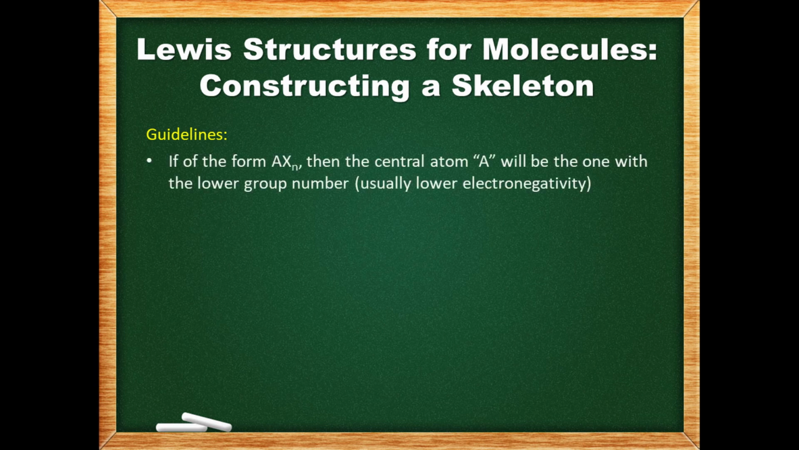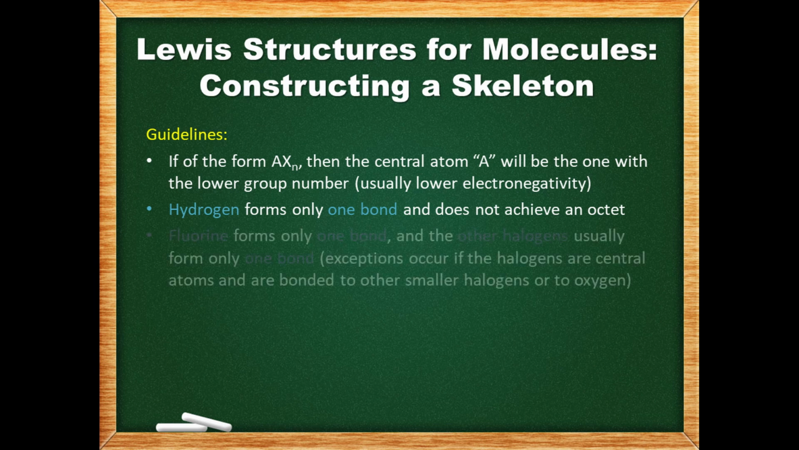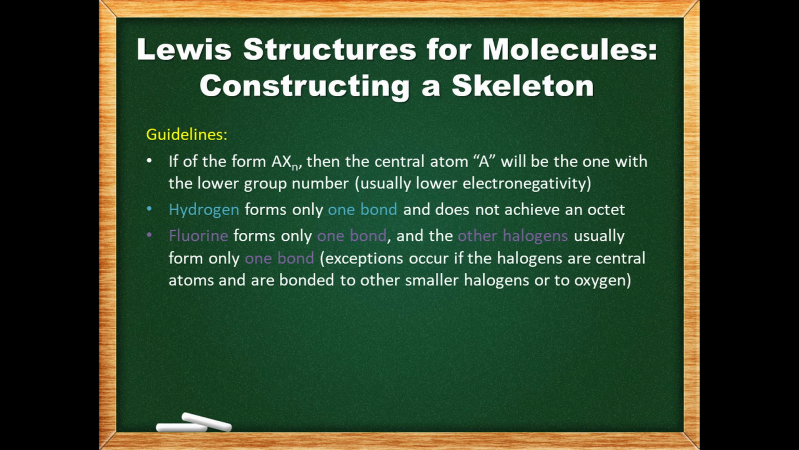If the general formula for the compound is of the form AX_N, then the central atom, which is A, will be the one with the lower group number. This also usually corresponds to the lower electronegativity. Of course, no central atom will exist if only two atoms exist in the molecule. Next, hydrogen forms only one bond, so it doesn't achieve an octet. Fluorine atoms always form only one bond, and the other halogen atoms usually form only one bond. Exceptions to this occur if those halogens are central atoms and are bonded to other small halogens or to oxygen.